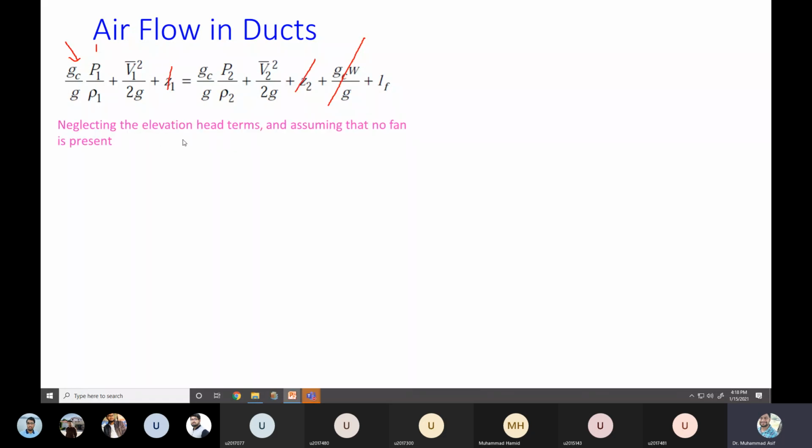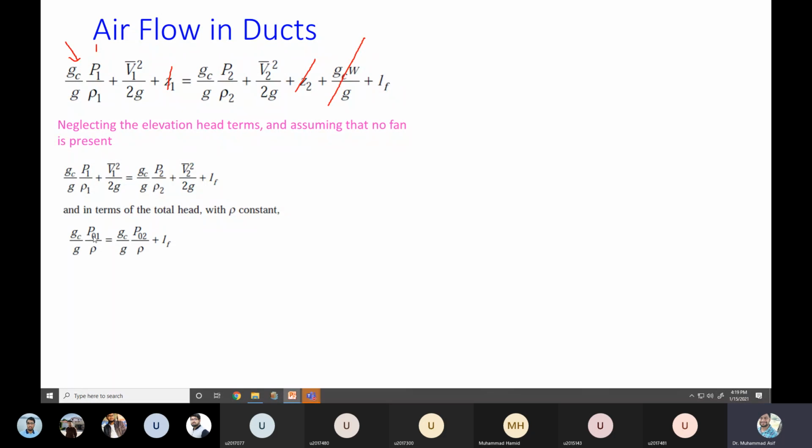If we ignore the elevation head terms, and assume that no fan is present, then the above equation can be simplified: we will have the static head, the velocity head, and similarly the static head, the velocity head, and the loss factor. From this, we can further simplify in terms of the total head, because the total head is the sum of the static head and the velocity head. So delta P0 means the total head. Similarly, there is a total pressure, right?